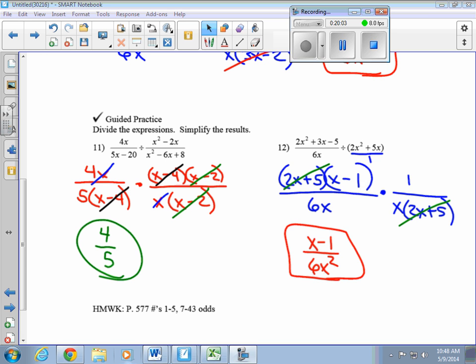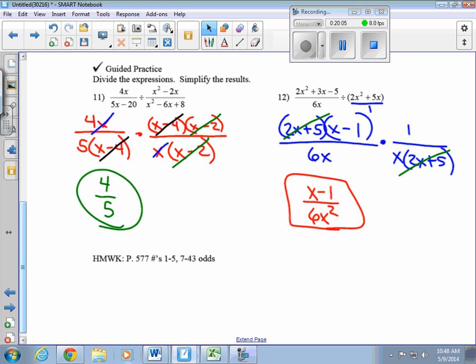Your assignment is on page 577, numbers 1 through 5, 7 through 43 odds.